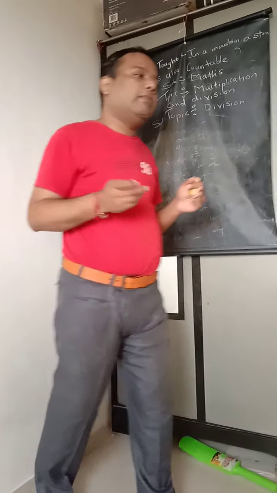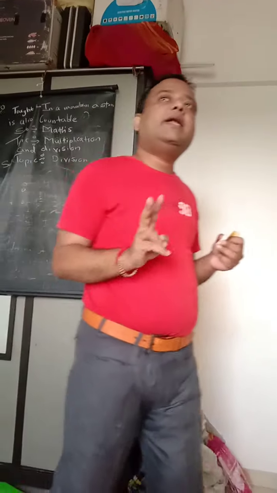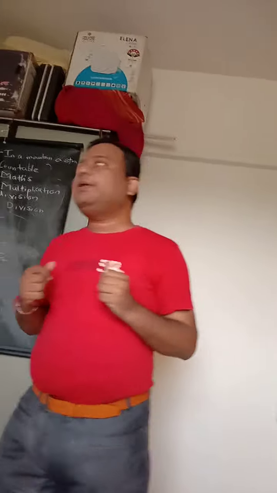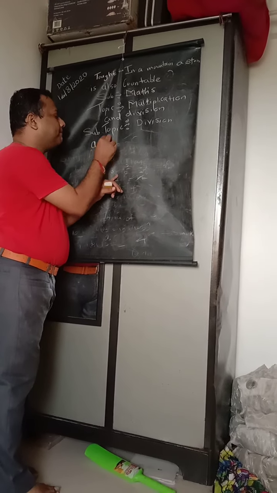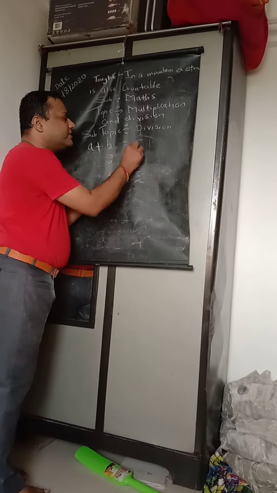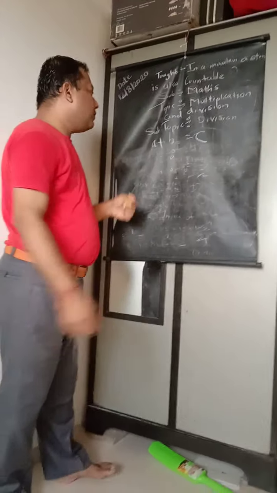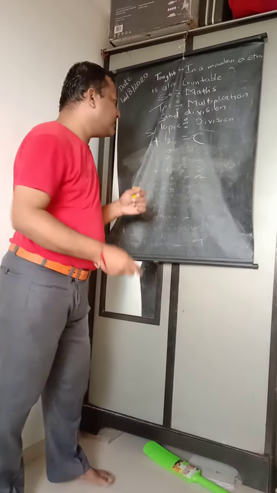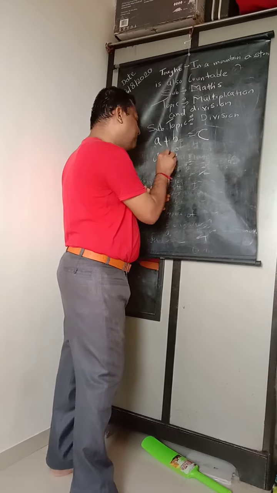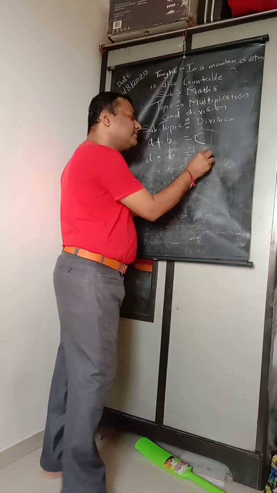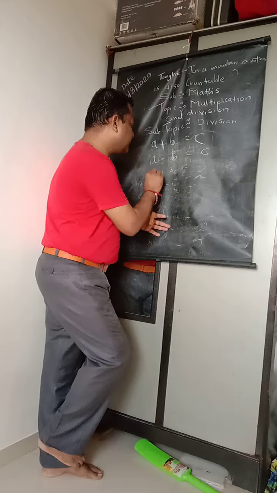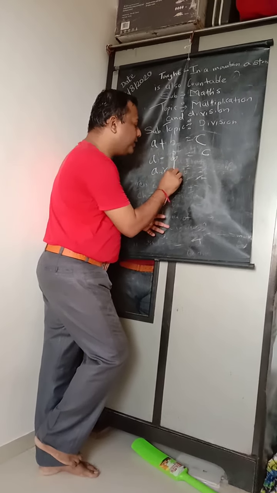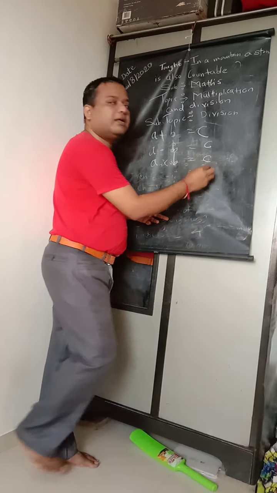My question arises: how many integers are required for addition? Anybody knows addition? I require a plus b gives c. How many integers are required for subtraction? Two. A minus b equals c, so two integers are required. How many integers for multiplication? Two. A into b gives c.